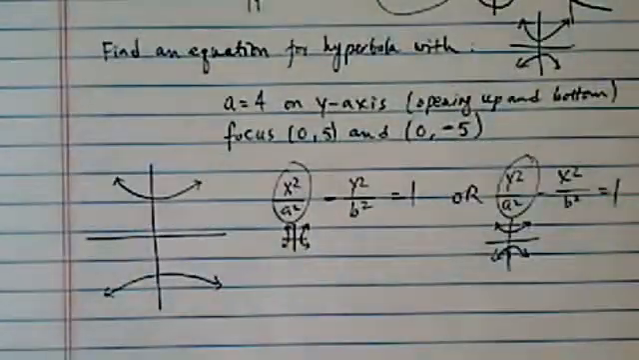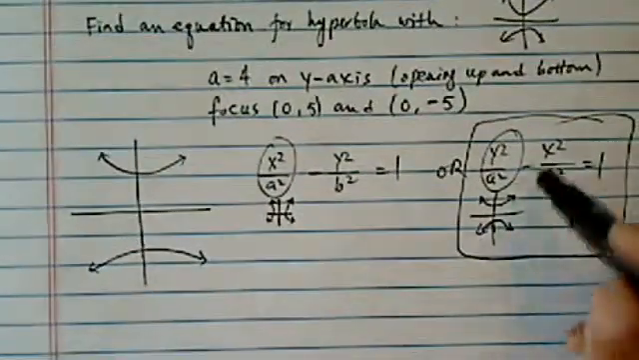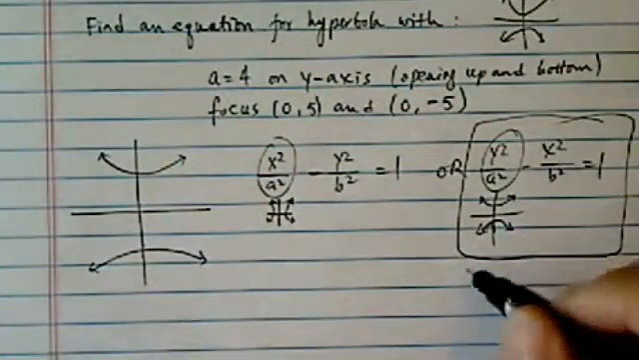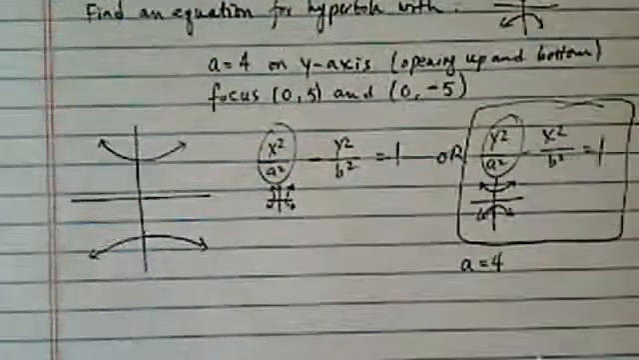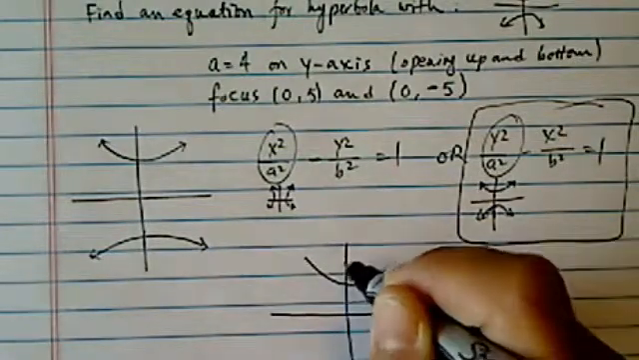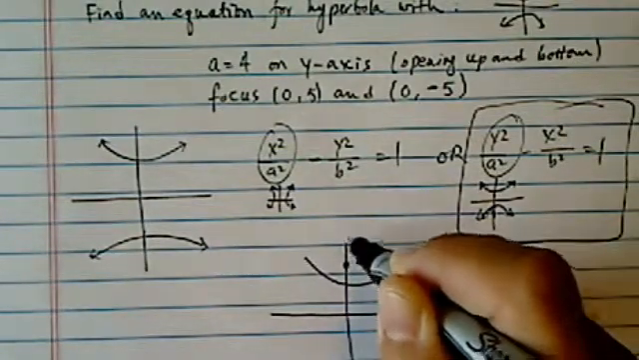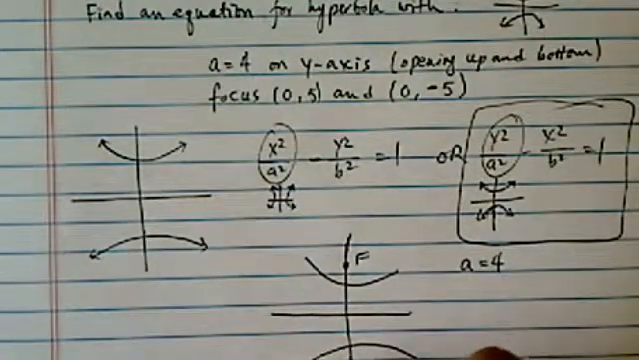Okay, back to math. Now we're given that the curve is on the y-axis, so the curve is going to have this form. Now we need to figure out what a and b are. Luckily we're given a equal to 4. Now a lot of students ask me how to remember this little thing they call c, but it's more like a focus. So in our case, let's use F here.